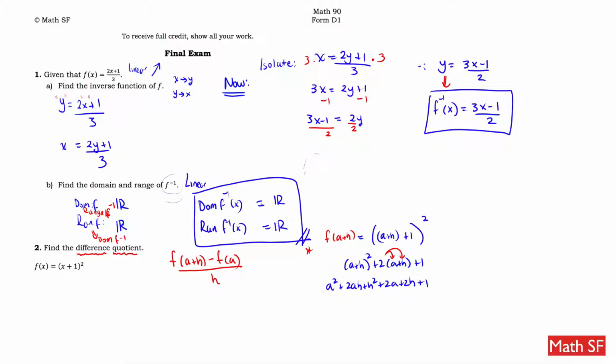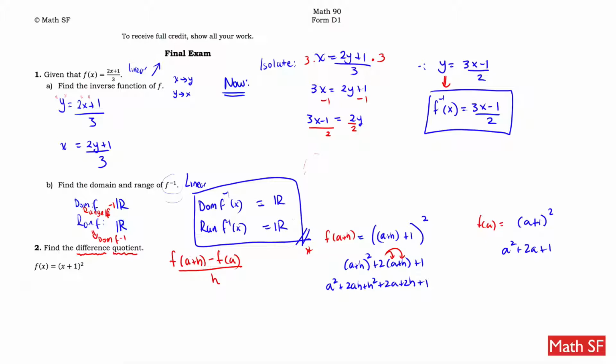Now let's do f of a. F of a is pretty much the same. So f of a will be just (a plus 1) squared. Now if I distribute that, or pretty much I'm going to use this binomial square again, that will be a squared plus twice the product, which will be 2a, plus 1. So that's f of a. Now they're telling you that you have to subtract them, right?